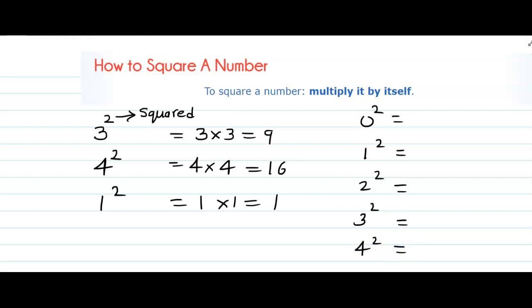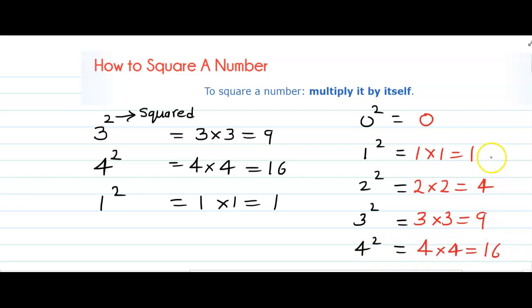Okay, so 0 times 0 is 0. 1 squared means 1 multiplied by 1, that is 1. 2 squared means 2 multiplied by 2, that is 4. 3 squared is 3 multiplied by 3, that is 9. 4 squared means 4 times 4, that is 16. So 1, 4, 9, 16, they are square numbers.